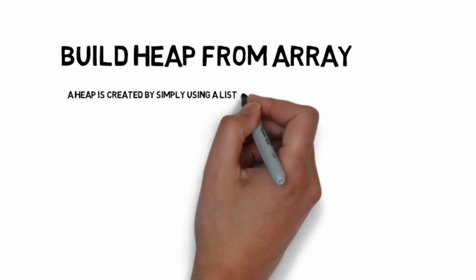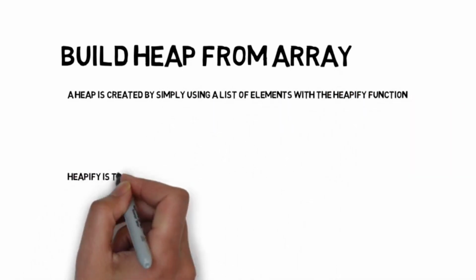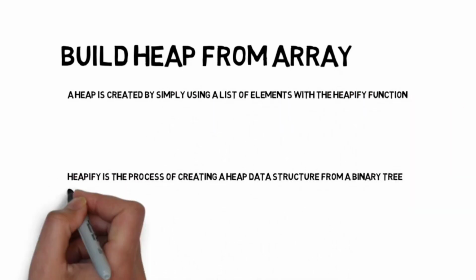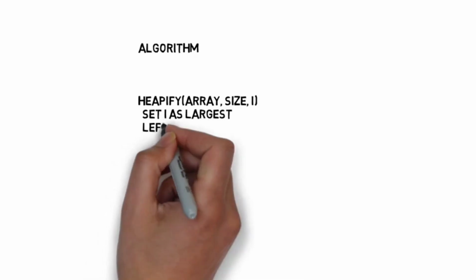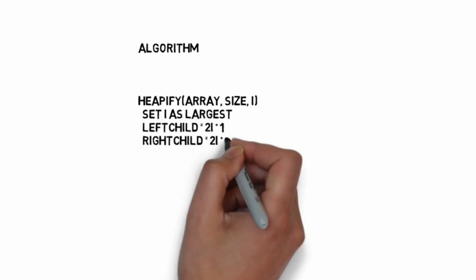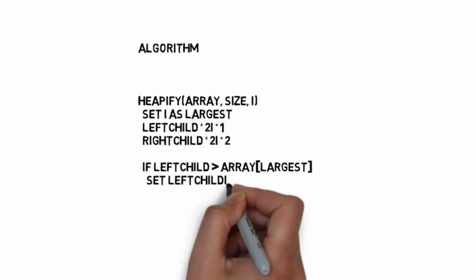As you know, a heap is represented as an array, and generally you are given an array and you want to create a heap from that array. So here is an algorithm which is used to generate a heap from an array. We will go through this algorithm in detail.